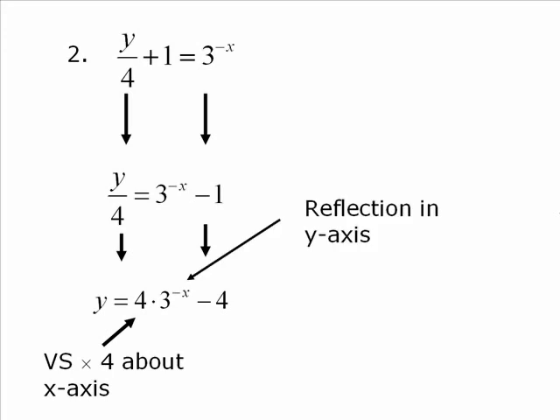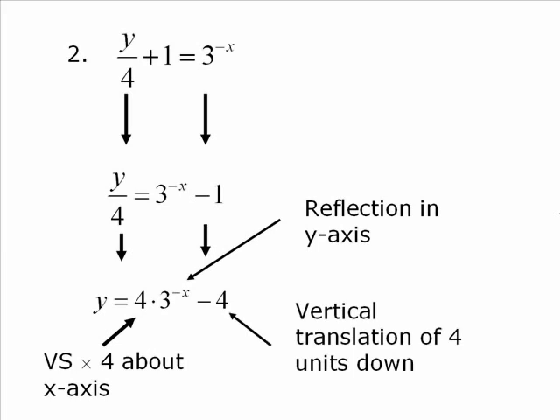Then, we have a reflection in the y-axis. Because x has been replaced with negative x, it means it has been reflected in the y. And then the last transformation would be the vertical translation. And that would be 4 units down.